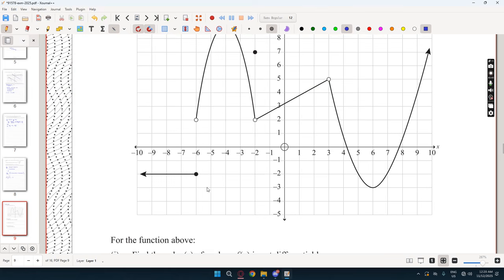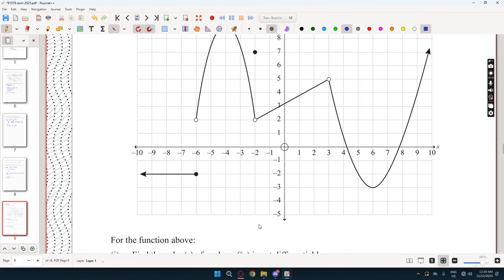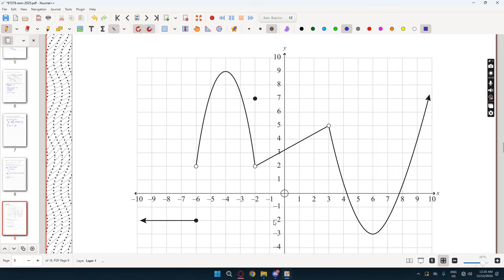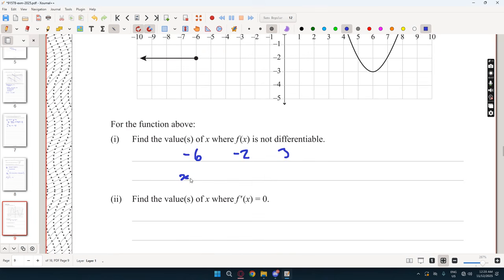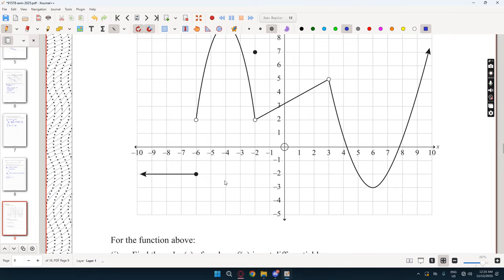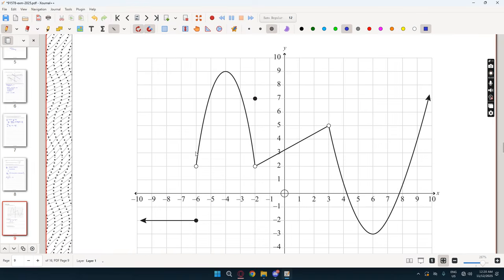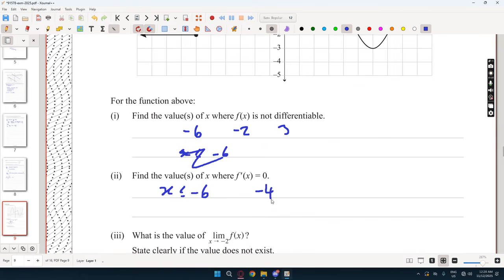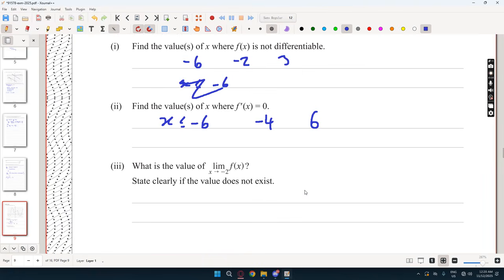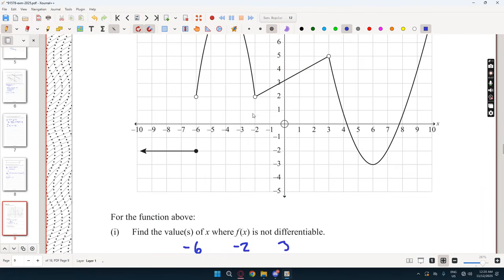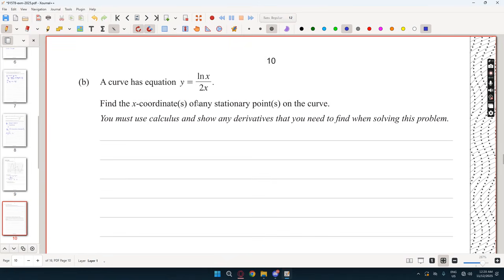x is not differentiable at minus 6, minus 2, 3. f prime of x is equal to 0 if x is less than or equal to minus 6, whoops, x is less than or equal to minus 6, minus 4, 6, yeah. As x goes to minus 2, it is definitely just 2.